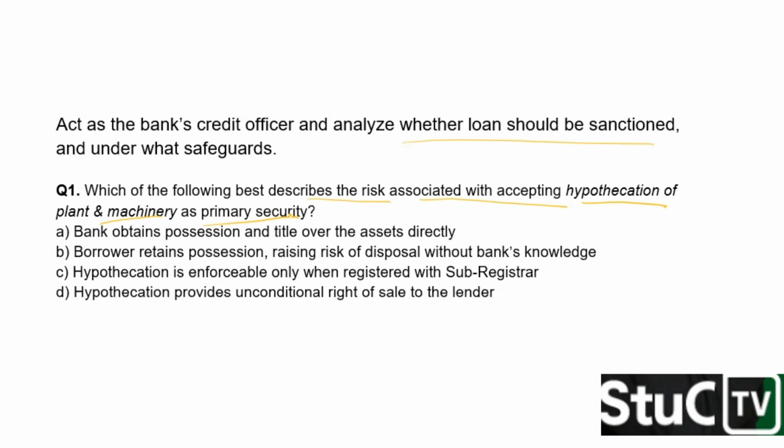Then similarly for hypothecation also, the customer will possess the property. They will have the physical possession of the plant and machinery or vehicles, whatever the security is. Bank will not have physical possession initially. So that kind of risk is there. Let's look at the options. Bank obtains possession and title to the assets directly. Wrong. Borrower retains possession, true, raising risk of disposal without the bank's knowledge. There is always a chance of disposal without informing the bank.